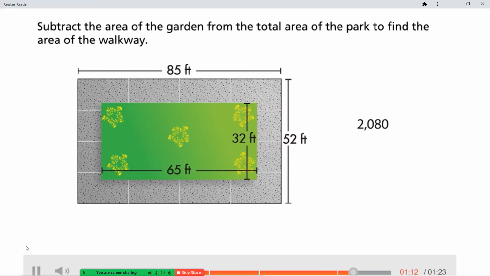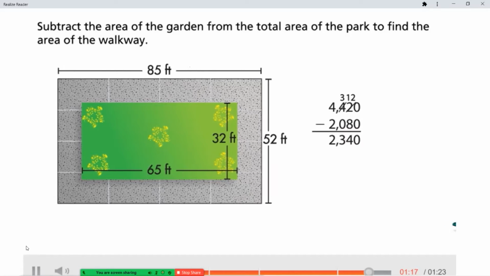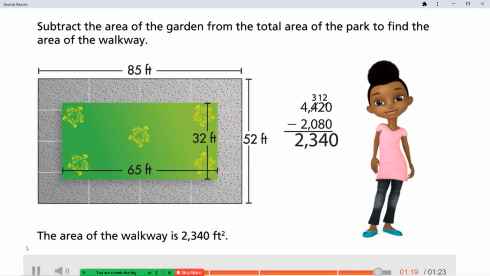Subtract the area of the garden from the total area of the park to find the area of the walkway. The area of the walkway is 2,340 square feet.